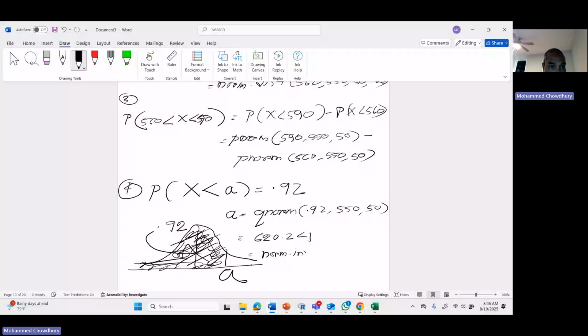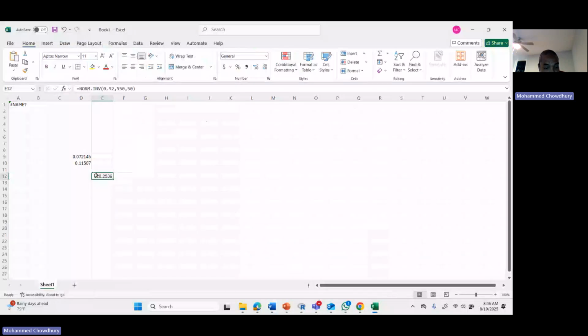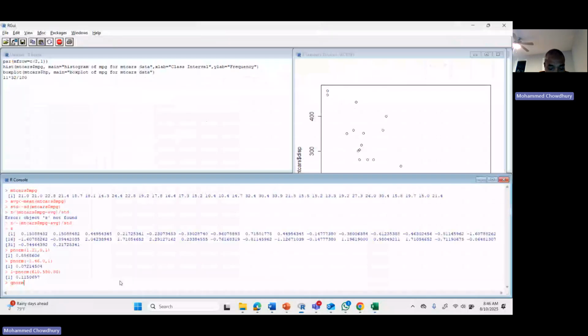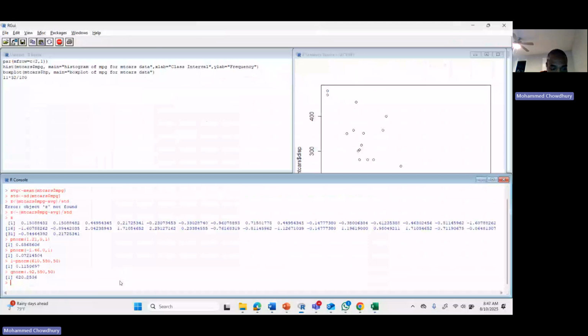This is the Excel formula, norm.inverse. And now if I want to compute using R, I have to put qnorm, and then 0.92, then 550, and then 50. If I run it, I get 620. So I have shown you how to compute both using Excel and R.